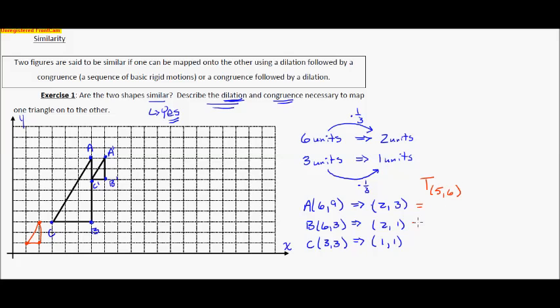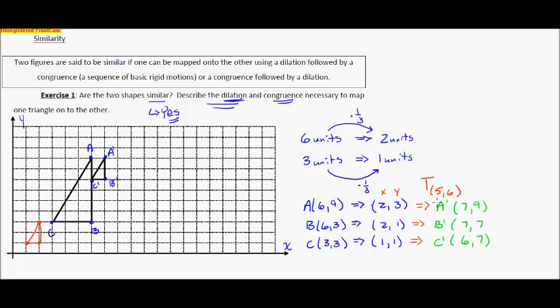then let's see what points each of these turn into. I'm going to add 5 to every one of the x values, and I'm going to add 6 to every one of the y values. Okay, so I added 5 to each one of these, and I added 6 to each one of these, and I get these points right here.